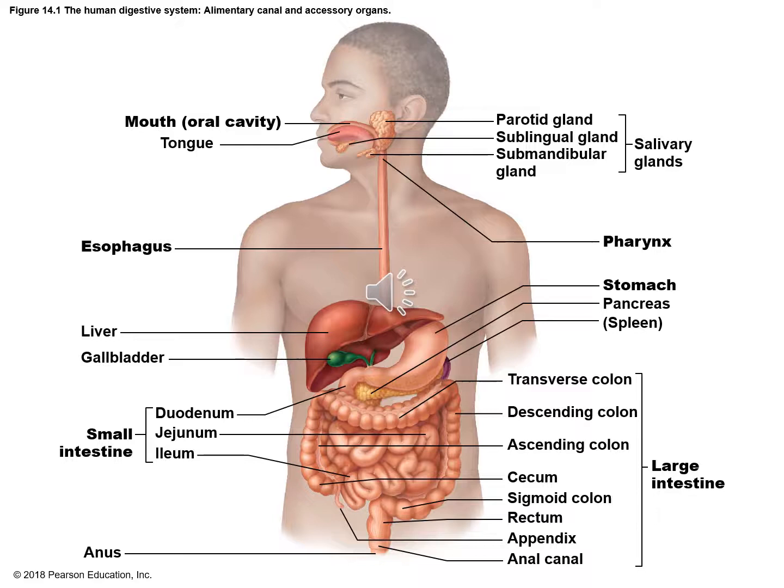A few of the accessory organs are listed here. We can see that the liver is on the patient's right-hand side, and it's large, and beneath the liver we have the gallbladder. Underneath the stomach we have the pancreas, and to the patient's left of that is the spleen. Also mentioned here is the appendix, and it is located where the small and large intestine join.